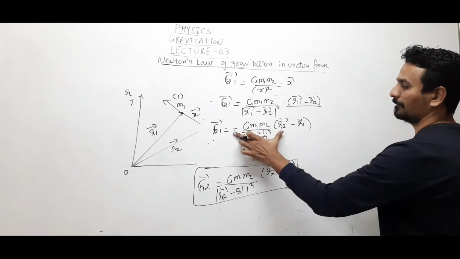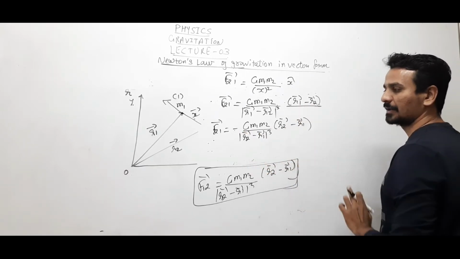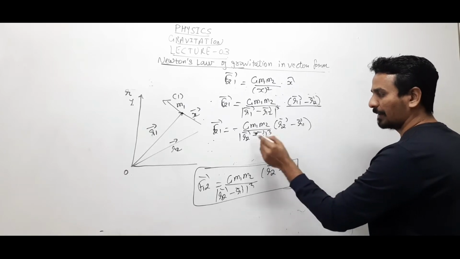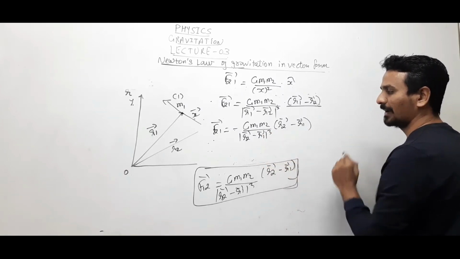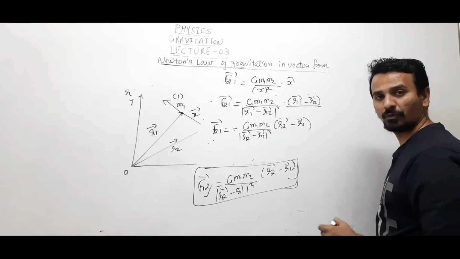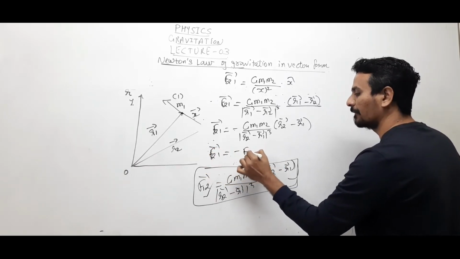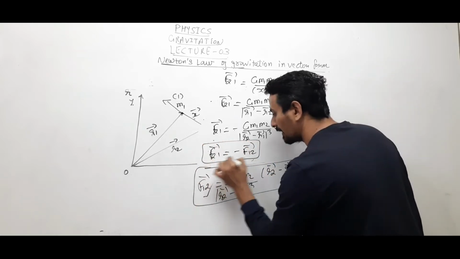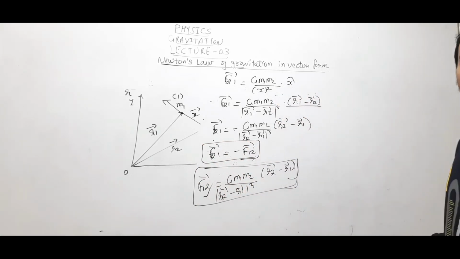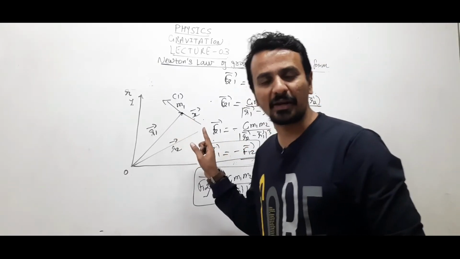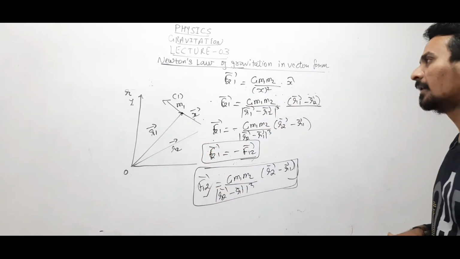So it is minus of R2 plus R1, so R1 minus R2. But now what is G M1 M2 upon R2 minus R1 the whole cube into R2 minus R1? It is F12. So finally we can say that yes, F21 is equal to minus F12. So Newton's law of gravitation obeys Newton's third law of motion. Both the forces are equal in magnitude and opposite in direction.